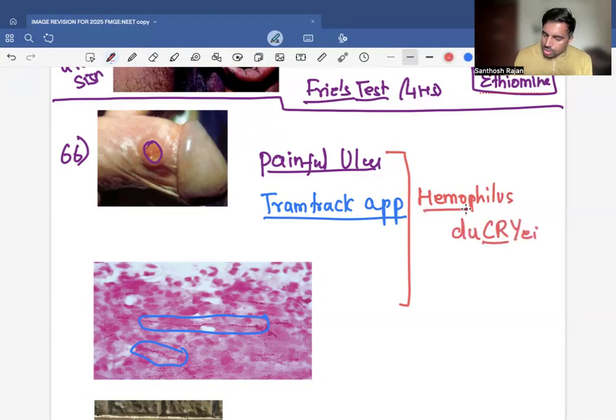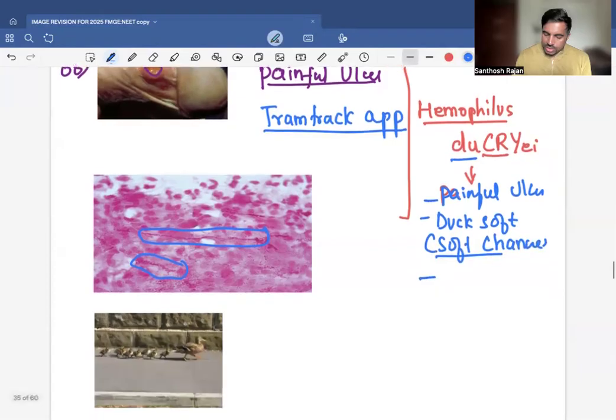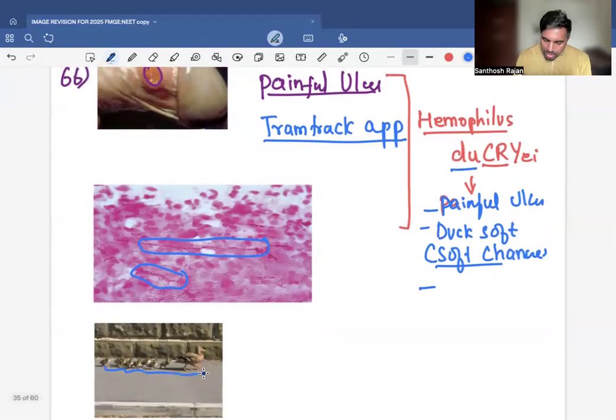Ducreyi. Cry. So cry means it is painful, no? Painful ulcer. Cry means the ulcer is painful. And the ulcers are soft, no? Ulcers are soft. So you call it a soft chancre. You call it a soft chancre. Okay, very important. And you see the ducts, they are going on a tram track or railway track. Okay, in order. So you remember.